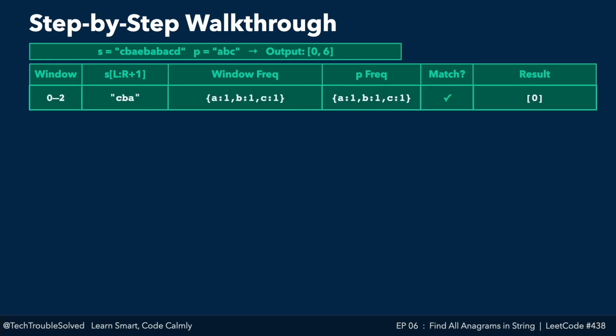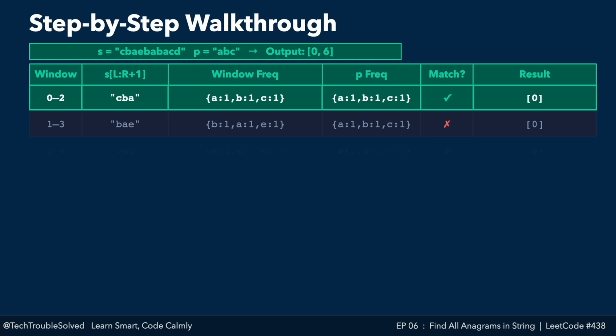Window 0 to 2, CBA. Frequency map: A with one count, B with one count and C with one count. And P's frequency map: A with one count, B with one count and C with one count. They match. Result becomes list with 0. We slide right. We added E, we dropped C. Map is now B with one count, A with one count and E with one count. C is missing. E does not belong. No match. Result stays at list with 0.